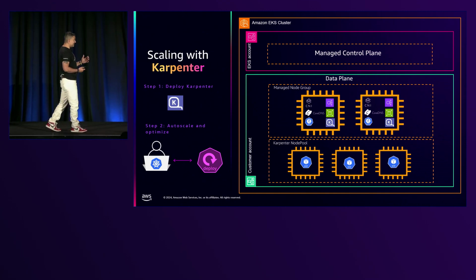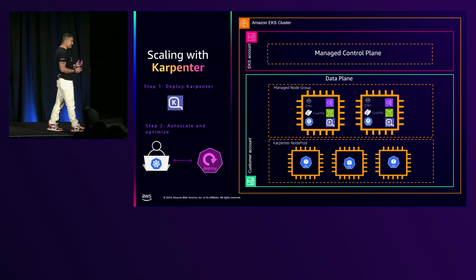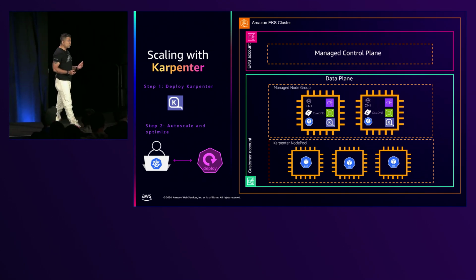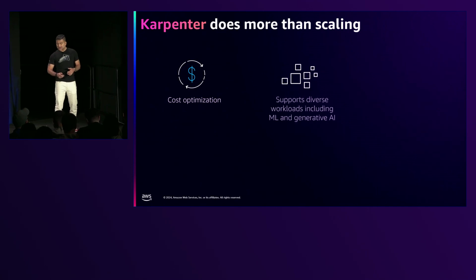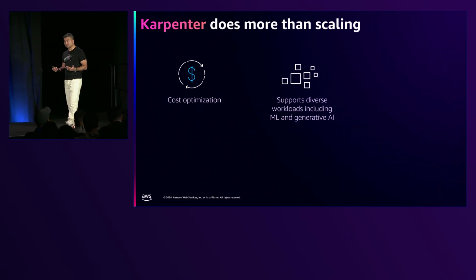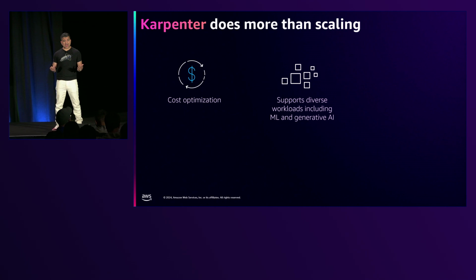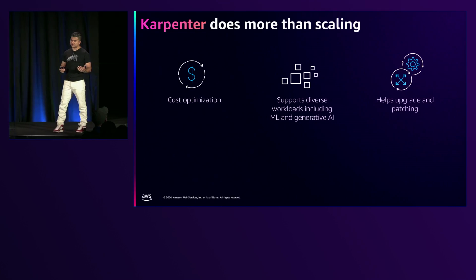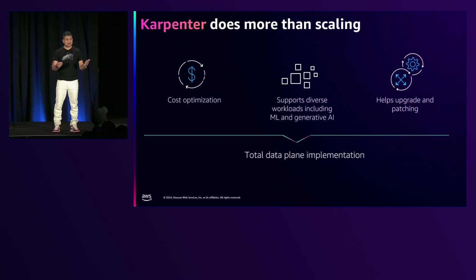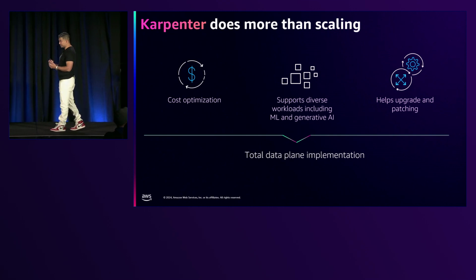Even though scaling is the bread and butter of Karpenter, Karpenter does way more than scaling. Karpenter does cost optimization out of the box. Karpenter supports diverse workloads, including machine learning and generative AI. And Karpenter also helps with upgrades and patching. For that reason, Karpenter is the total data plane implementation.